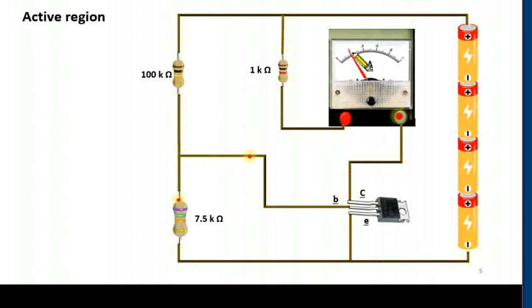That means 200 milliampere. Here you can see it is not 0, it is not 400 milliampere. Now it is 200 milliampere. So the needle is at the center, exact center. So therefore we call this one the active region. So this state is very important to make amplifiers.